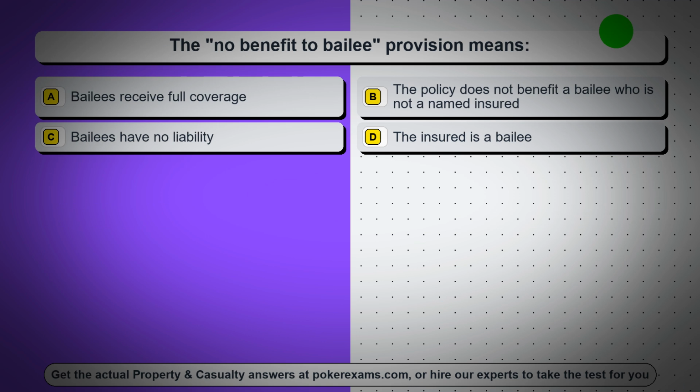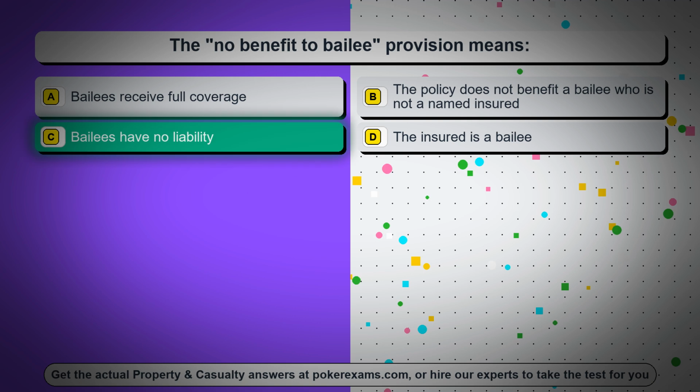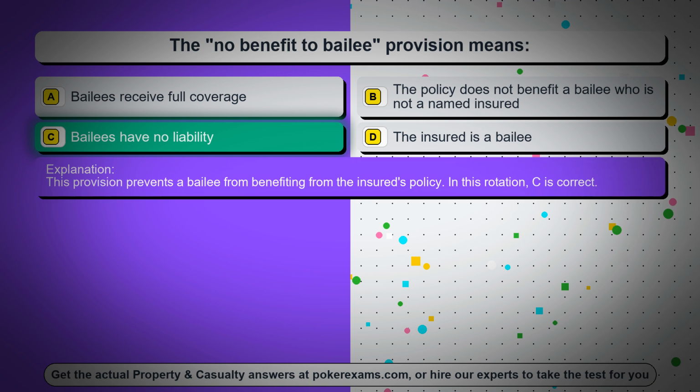Question 40. The no benefit to bailee provision means: Option A, bailees receive full coverage. Option B, the policy does not benefit a bailee who is not a named insured. Option C, bailees have no liability. Option D, the insured is a bailee. The correct answer is option C, bailees have no liability. This provision prevents a bailee from benefiting from the insured's policy. In this rotation, C is correct.